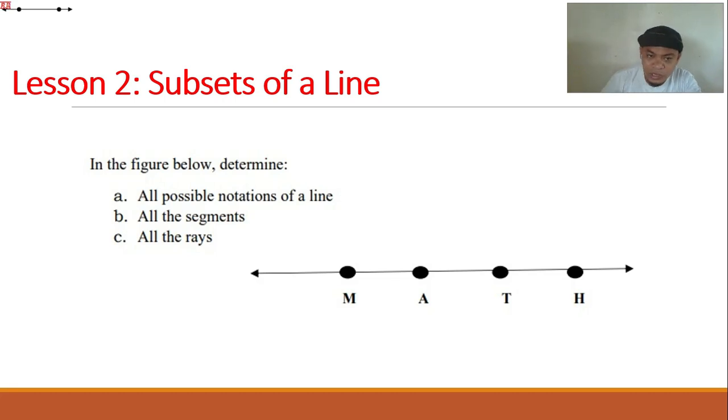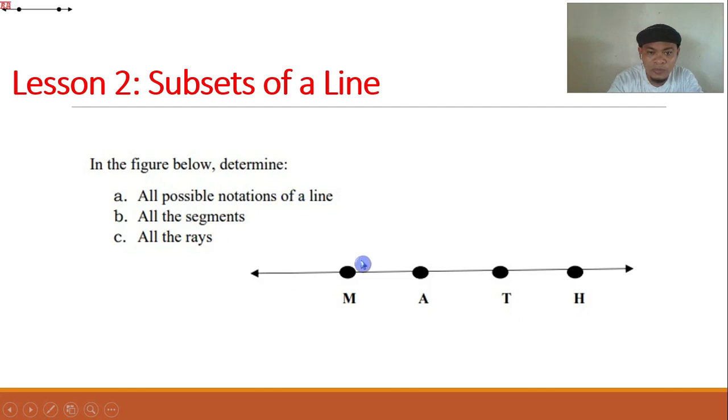So, we have here the exercise of our lesson number 2. Subsets of a line. In the figure below, determine letter A, all possible notations of a line. Letter B, all the segments. And letter C, all the rays. So, this is our line. Di ba? These are the points M, A, T, and H.